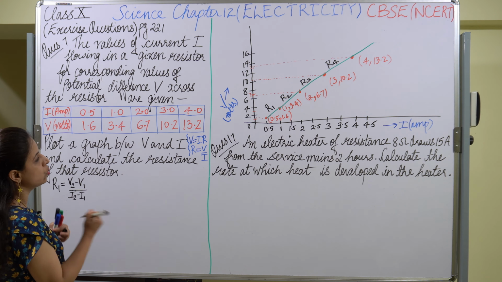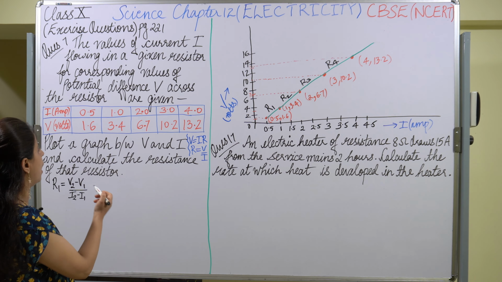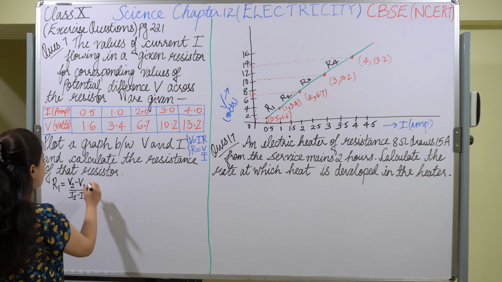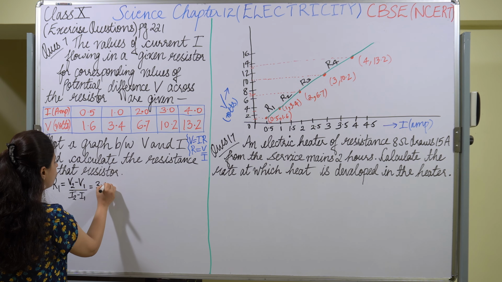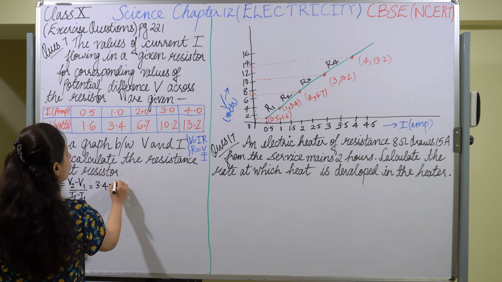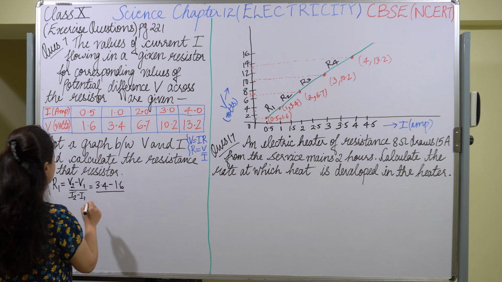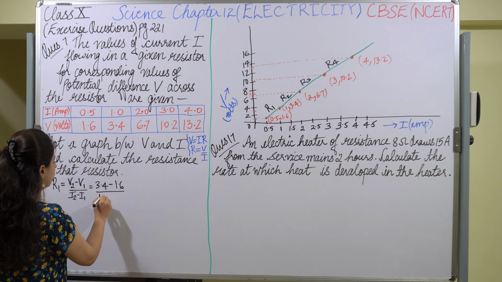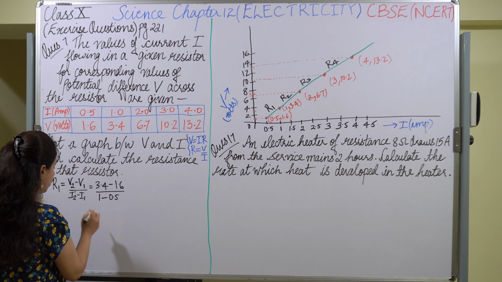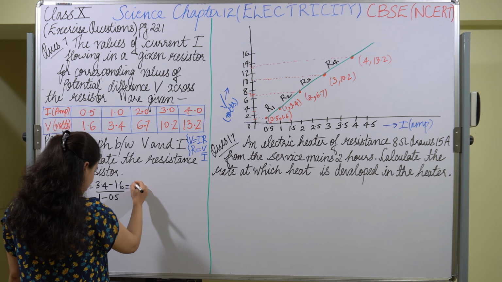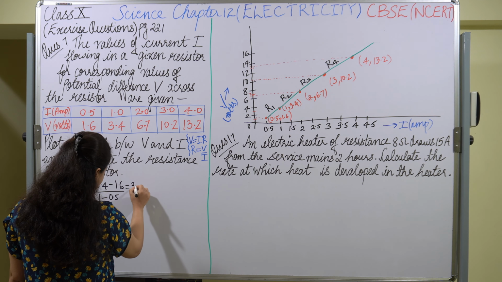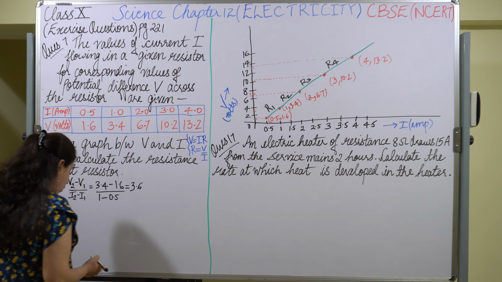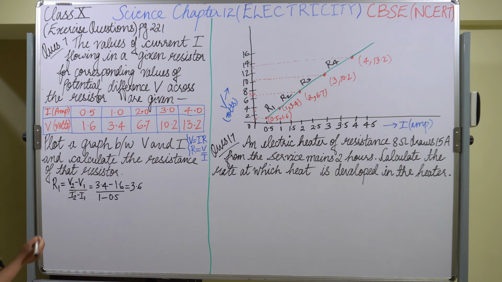So V2 I am having from the graph, V2 I am having 3.4. So 3.4 minus 1.6 upon I2, I2 is 1 minus 0.5. So after solving it, I'll be getting from here 3.6. Okay, I'll be getting 3.6.